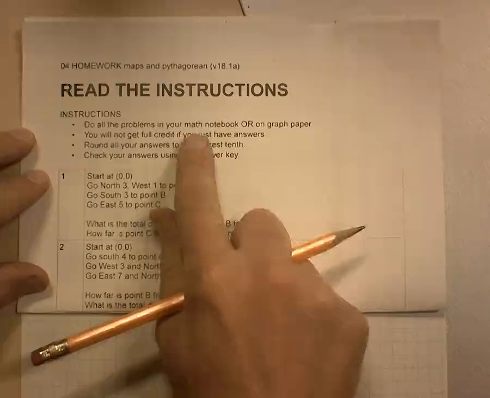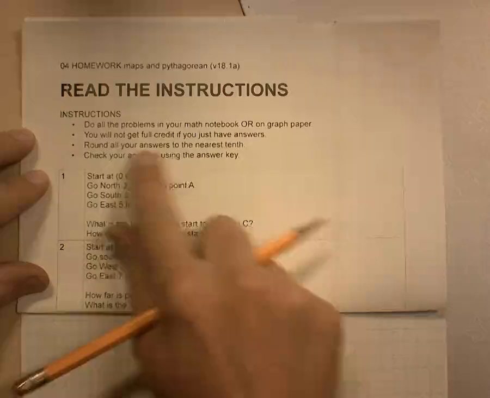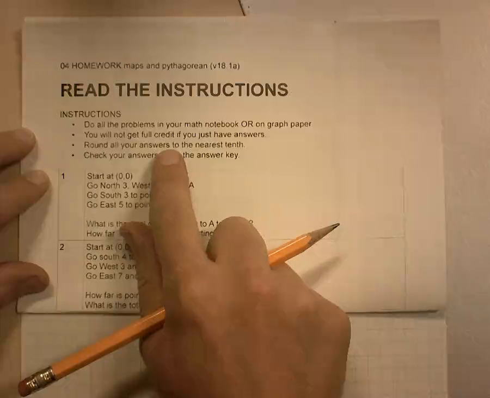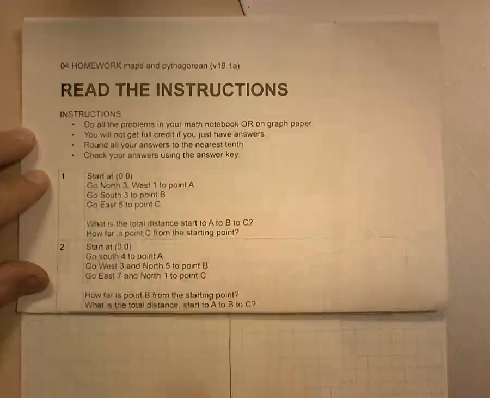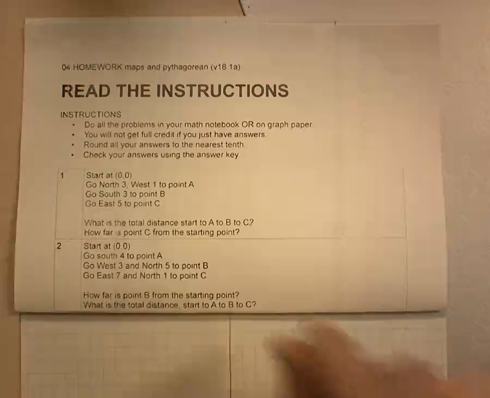1. Do all the problems in your math notebook or on graph paper. You will not get full credit if you just have the answers. Round all your answers to the nearest tenth and check your answers using the answer key. I'm going to do problems number 1 and 3 for you.